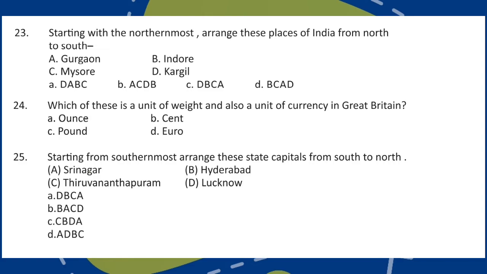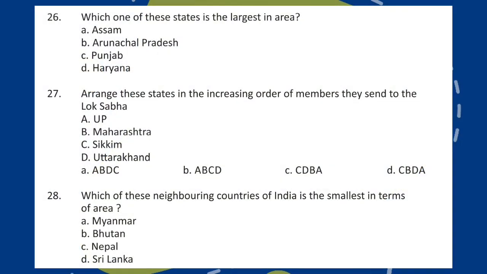Question 23. Starting with the northernmost, arrange these places of India from north to south. Question 24. Which of these is a unit of weight and also a unit of currency in Great Britain? Question 25. Starting from the southernmost, arrange these state capitals from south to north. Question 26. Which one of these states is the largest in area? Question 27. Arrange these states in the increasing order of members they send to the Lok Sabha.